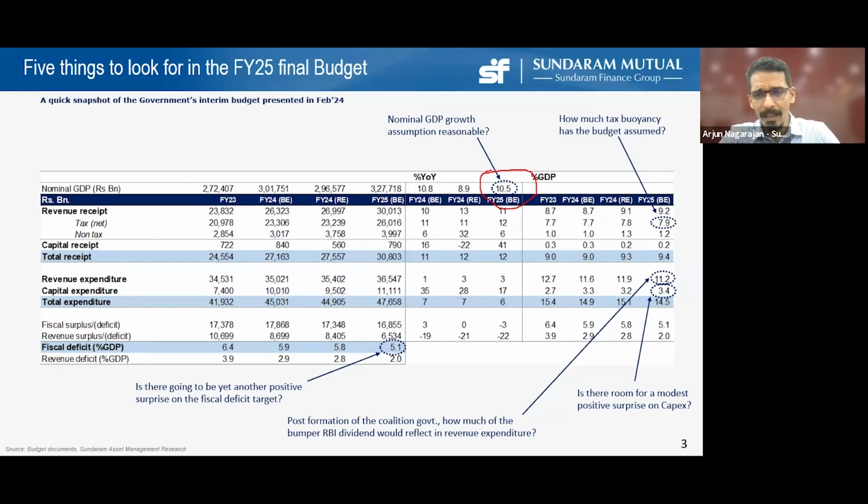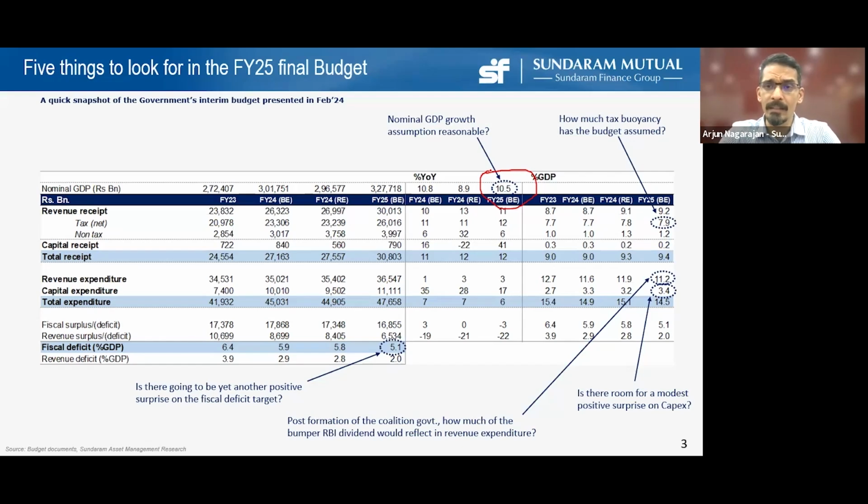So in the FY25 budget, the interim budget, the government had projected somewhere around 10.5% nominal GDP. So a very simple way of looking at nominal GDP is your real GDP plus inflation. So if you're having a 6% real GDP and a 5% inflation, you have 12% nominal GDP. Now, inflation has actually been fairly low. When you say inflation, wholesale inflation. So you have 2 types of inflation. You have retail inflation and wholesale inflation.